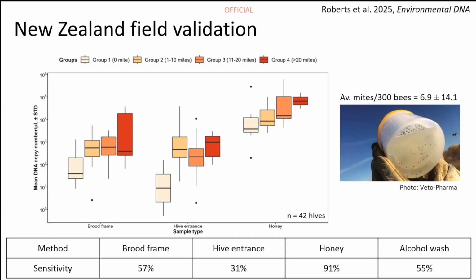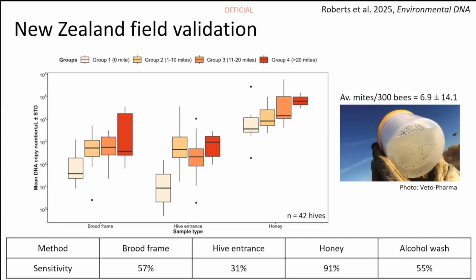And our hive entrance swab samples were showing lower sensitivity. We're getting false negatives in those samples. And when we looked in more detail at the data for those samples, we could see that these false negatives were generally from hives that had very low mite levels.